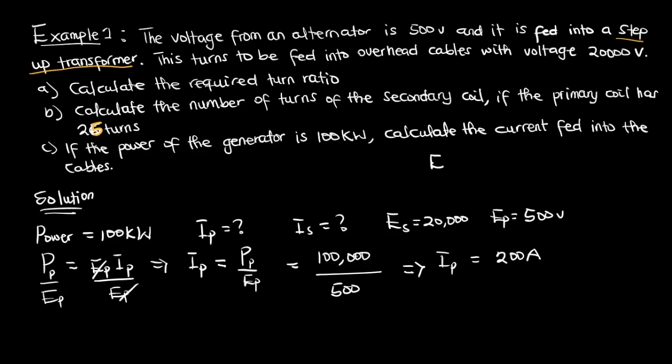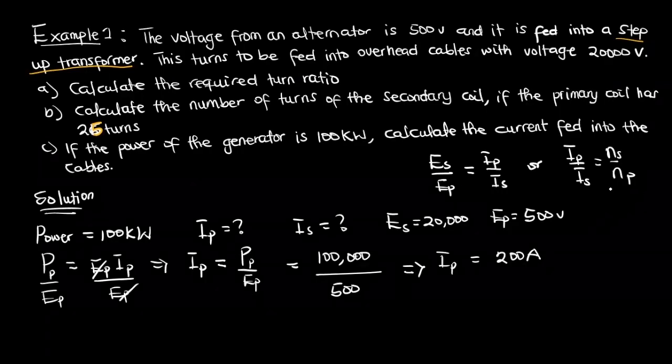I can either use EMF in the secondary coil over EMF in the primary coil is equal to current in the primary coil over current in the secondary coil to find that, or I can also use current in primary over current in secondary is equal to the number of turns NS over NP. I can also use this. Now mind you, NS over NP, we've already found a ratio for it, that is 40:1. So we can use that as well. Any of these will give you the final answer, so long as you quote the formula really well.